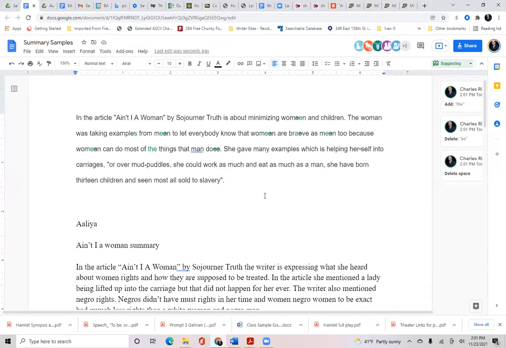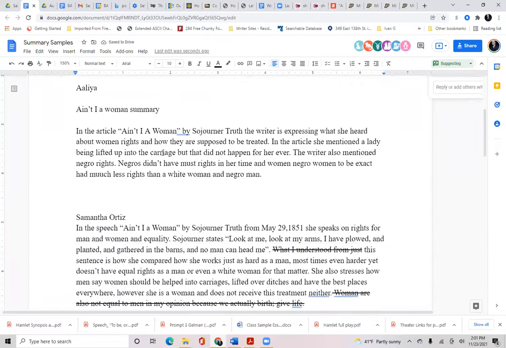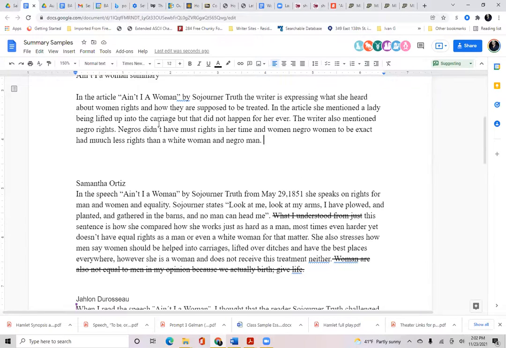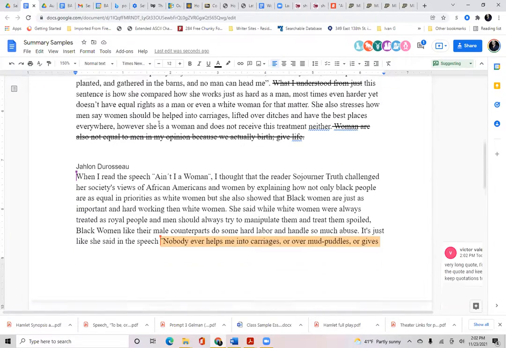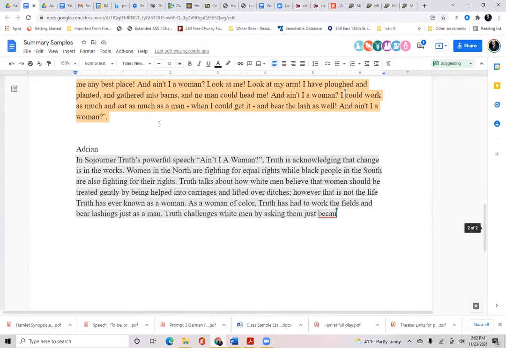Normally when you have a quote, the period goes inside. Right. And Aaliyah's, we commented on it. She meant to leave women, Negro men to be exact, had much less rights than a white woman and a Negro man. This is like a pretty decent summary. It looks like Jalon and Adrian do good stuff too.